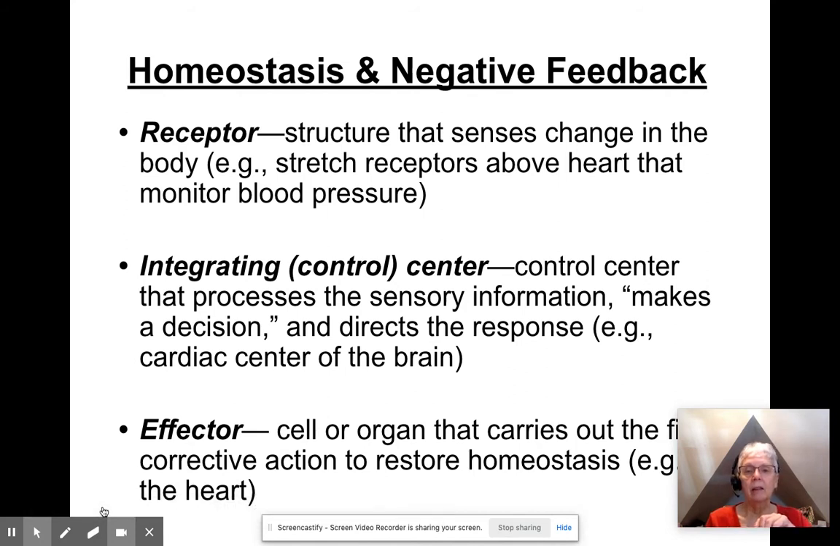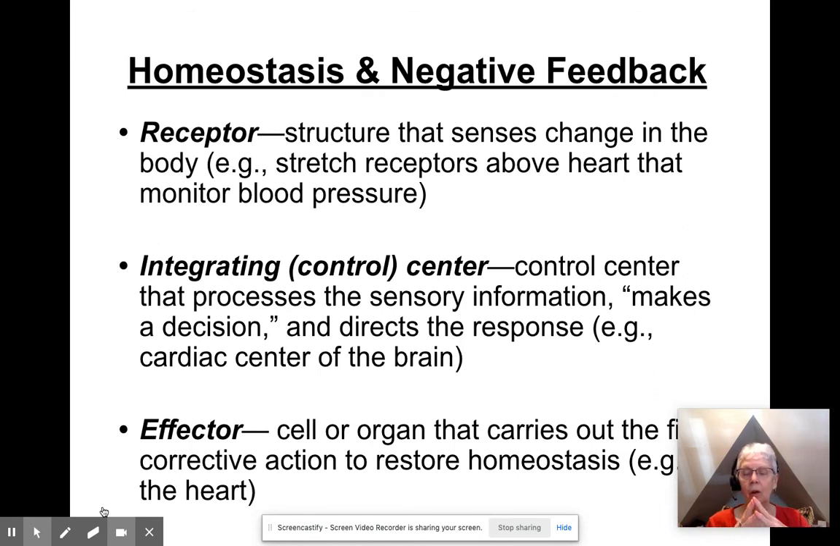So in this negative feedback loop, you have three parts. You have the receptor, the control center, and the effector. The receptor is the structure that senses change in the body. So again, it's going to understand that there is a change in the body. Then the control center is the one that makes the decision and says, hey, listen, we need to fix this. And then the effector is the cell or the organ that carries out the instructions from the control center.